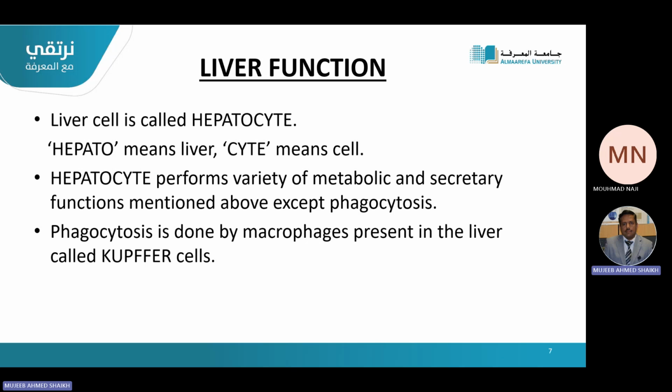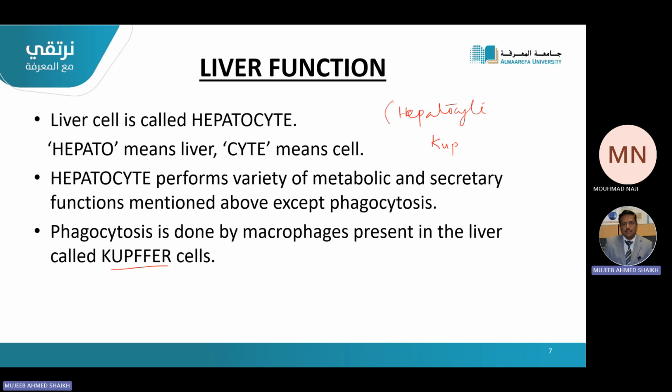So the liver has two types of cells. One is known as hepatocyte. The cells of the liver are known as hepatocytes. Plus there are other cells which are known as Kupffer cells. Two types of cells are present in the liver. One is the hepatocyte, the one which does all the formation of bile, and the second one is the Kupffer cells.